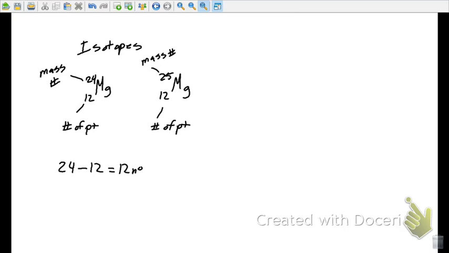And for the second one, same thing. We take 25 minus 12, and that gives us 13 neutrons. See, so we can have two atoms of the same element, but with a different number of neutrons, which gives it a different mass number as well. In the future, you'll have to work with that a little bit. That's just review.